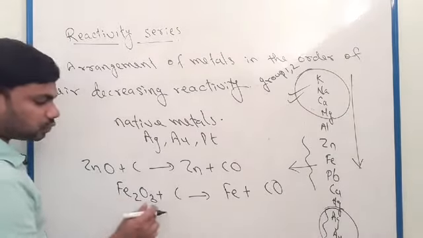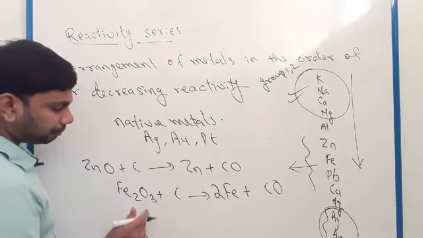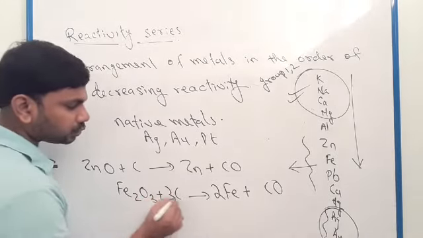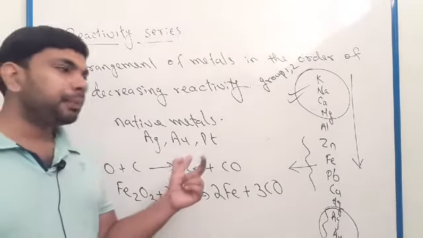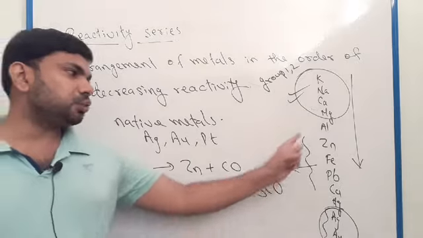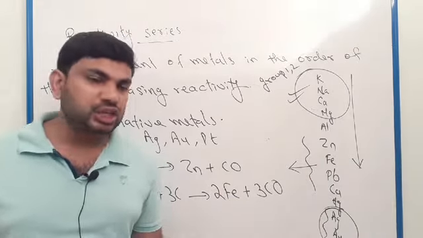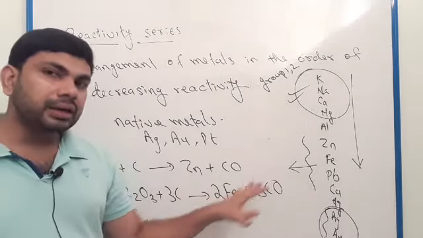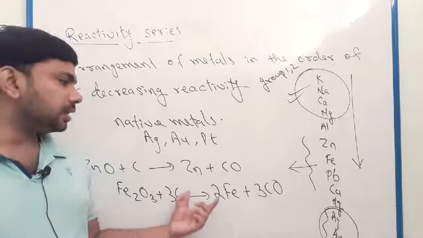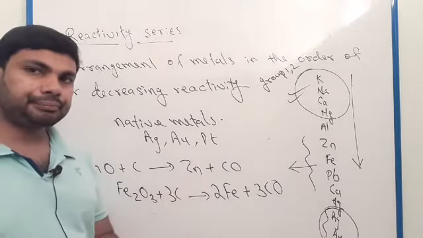In Fe2O3, here 2 Fe, here 3 oxygen. To balance it, we did like this. So remember, metals which come in the middle of the reactivity series are moderately reactive, and their metal oxide can be reduced with carbon, and after reducing we can change it to metal.